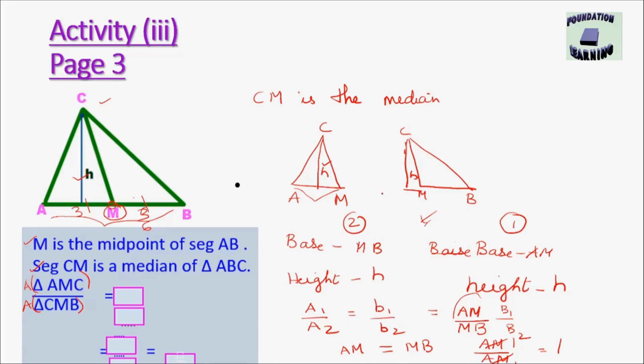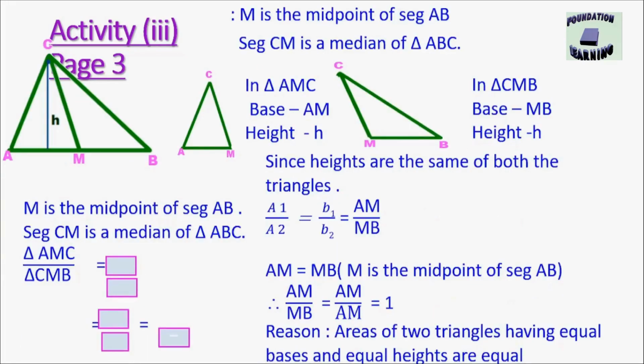Okay, let's understand with a neat figure and neat writing. Now here you have M is the midpoint of seg AB, CM is the median of triangle ABC, area of triangle AMC upon area of triangle CMB. This should be area. Okay. Now here in triangle AMC, we have taken the diagram AMC here. Base is AM, this is B1. Height is, we have taken it as H. Next triangle CMB, base is MB, and height will be outside here.